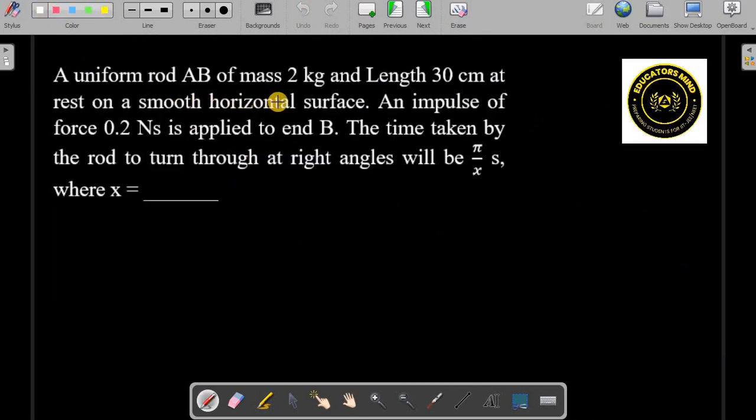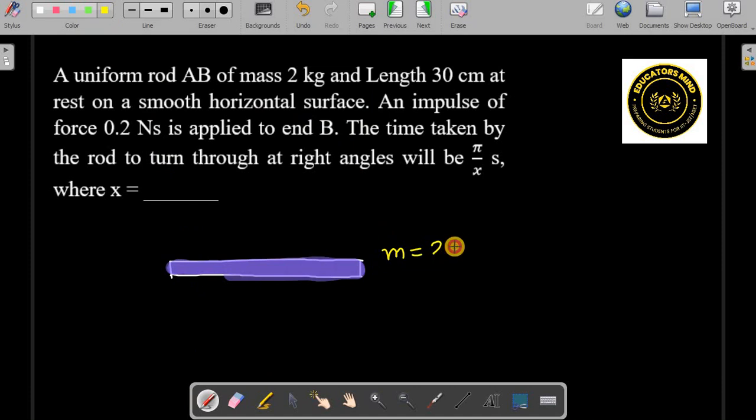Next, a uniform rod AB of mass 2 kg and length 30 cm rests on a smooth horizontal surface. So suppose for example that there is a rod. Okay, this is a rod kept on a smooth horizontal surface, like this. Now here they have given that the total mass is 2 kg and its length L is 30 centimeter, which can be written as 0.3 meter.